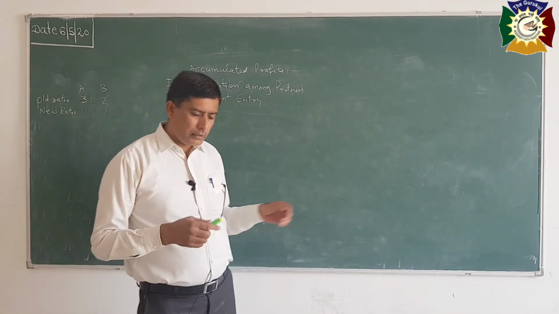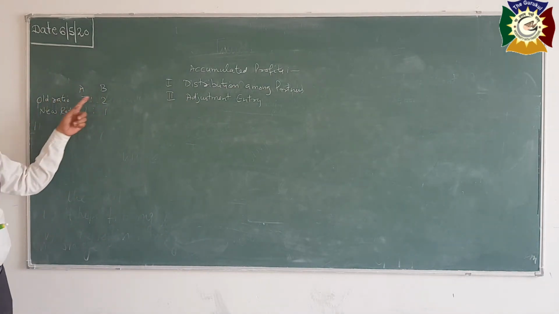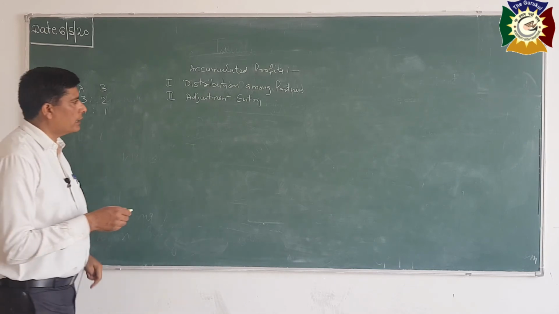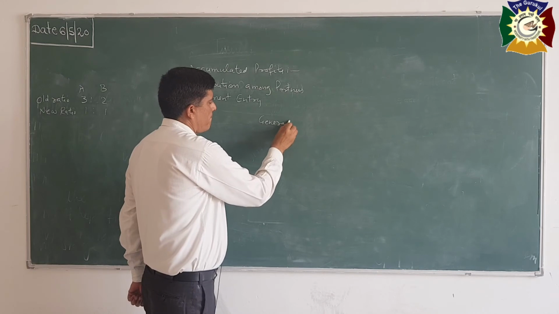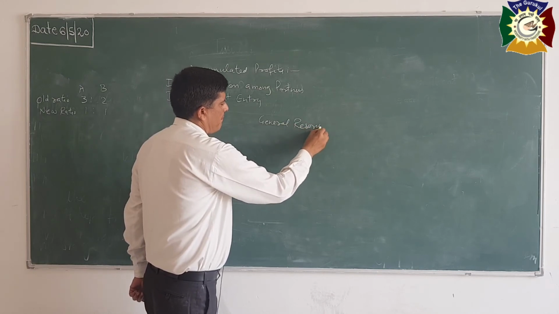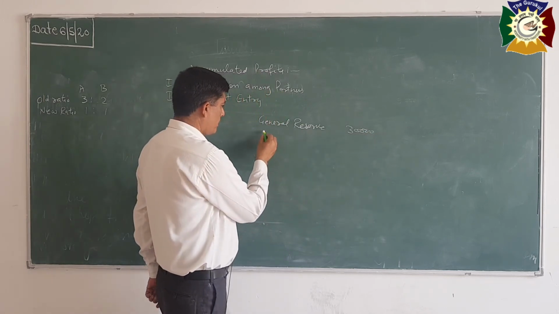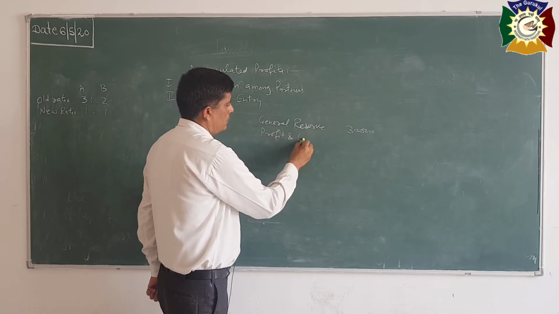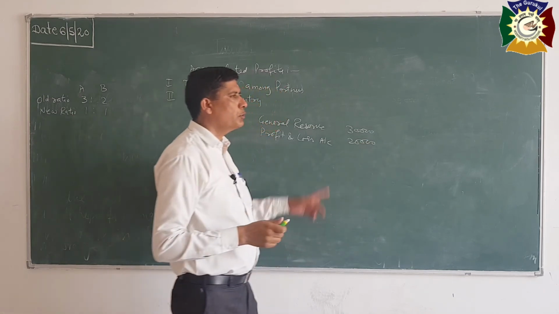Let us take an example. We will continue the same example. There are two partners A and B. New ratio is 1:1, old ratio is 3:2. And we are given general reserve rupees 30,000, profit and loss account $20,000. Only these two are given.